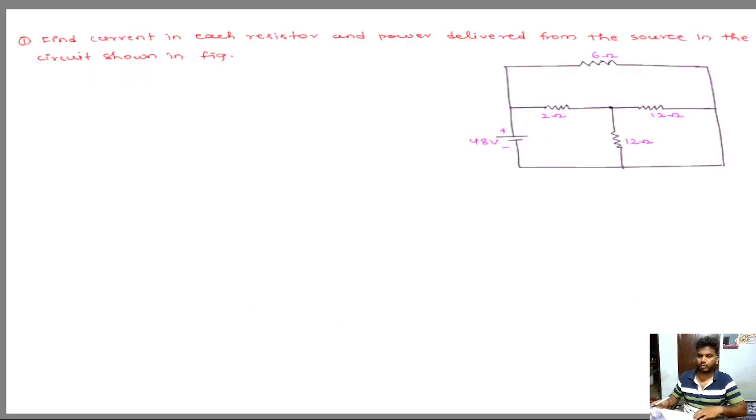Next, I'm considering a simple problem, an application of mesh analysis. The problem is to find the current in each resistor and the power delivered from the source in the given circuit shown in the figure. Okay, and the solution.